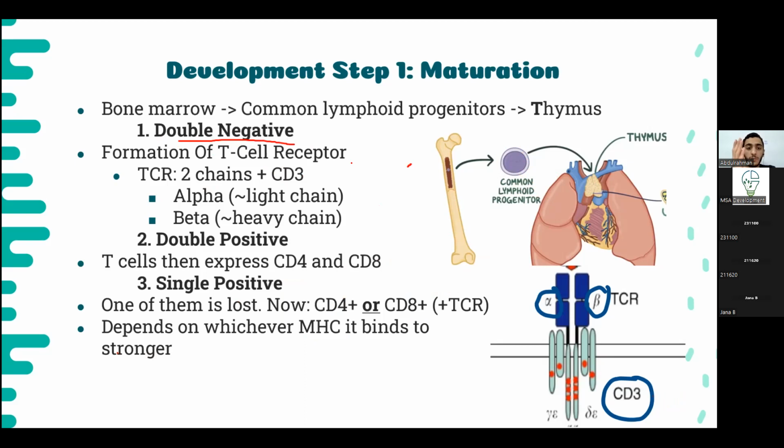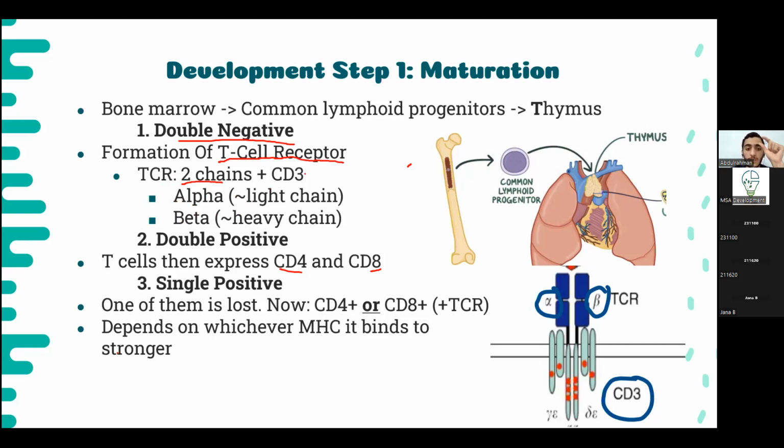When we talk about double negative or double positive, specifically, we're talking about CD4s and CD8s. Now, when it first enters the thymus, the first thing we need to do is create a T cell receptor and attach it on this cell so that we know that this is a T cell. The T cell receptor is made of 2 chains, an alpha and a beta chain. They're not as important as the B cell receptor chains, but there are 2 chains, alpha and beta.